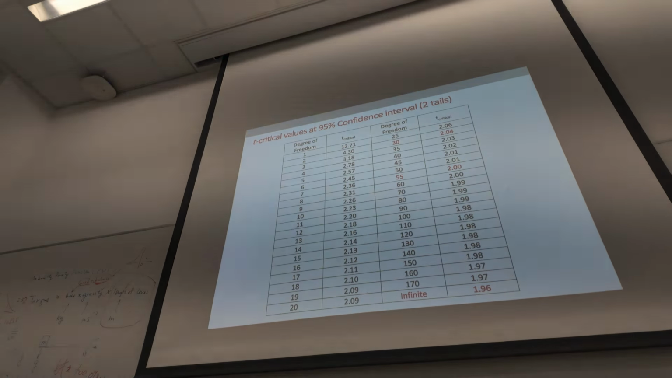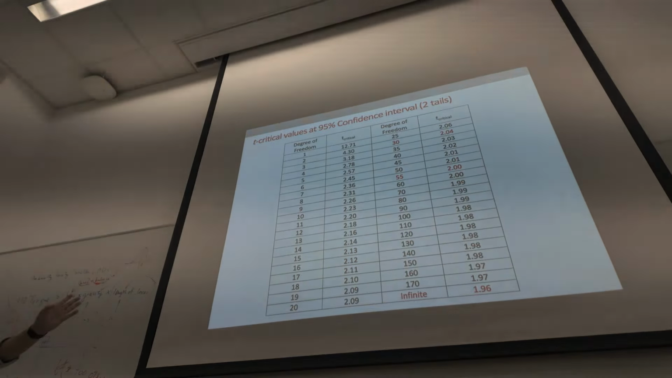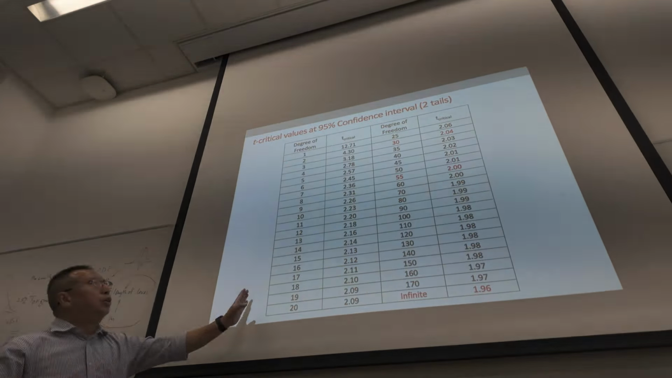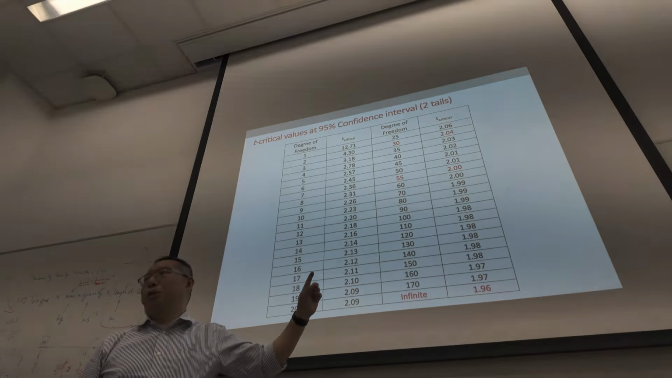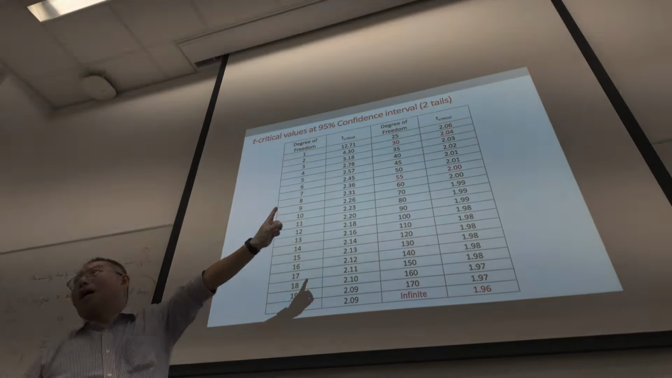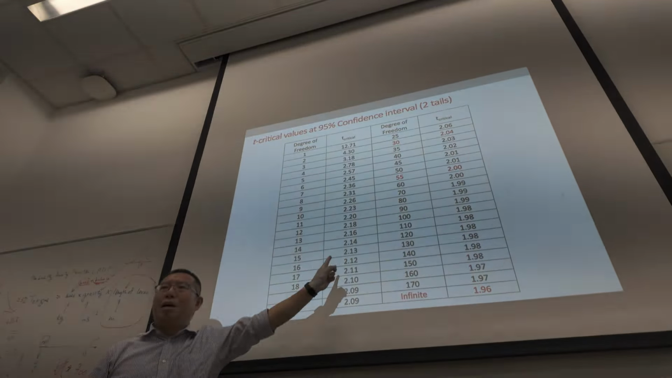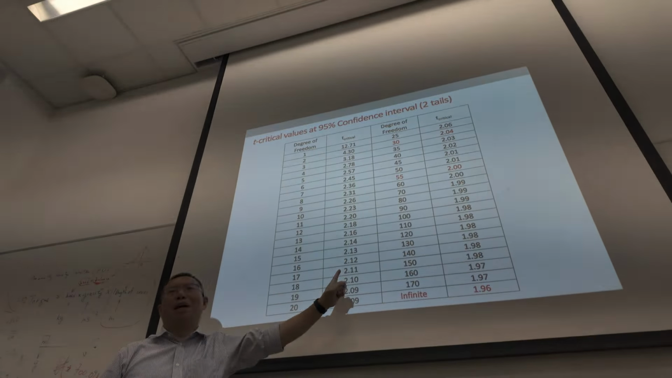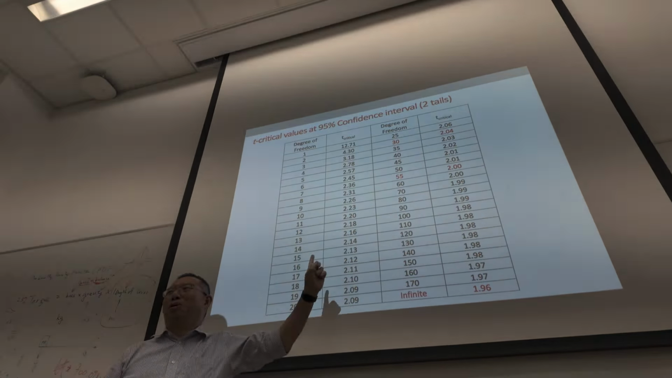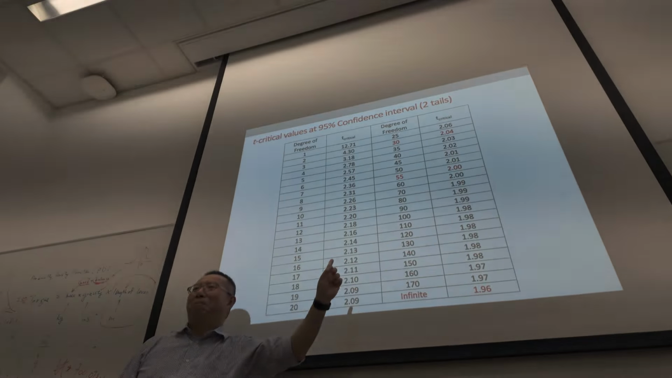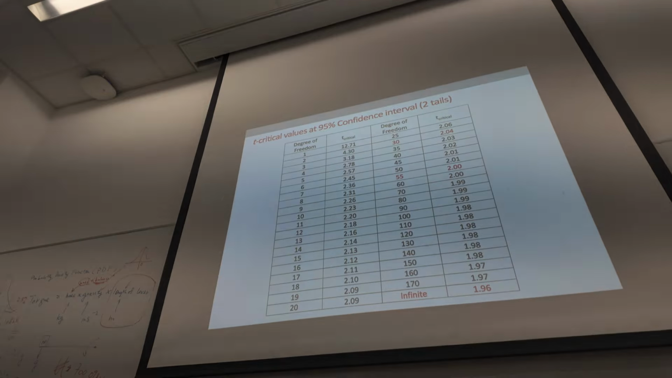This table I will give to you. Maybe it is more complex, but what you need to know is that you have to use two tails, 95%, because the table I give you might have one tail and two tail. You have to use the correct column.